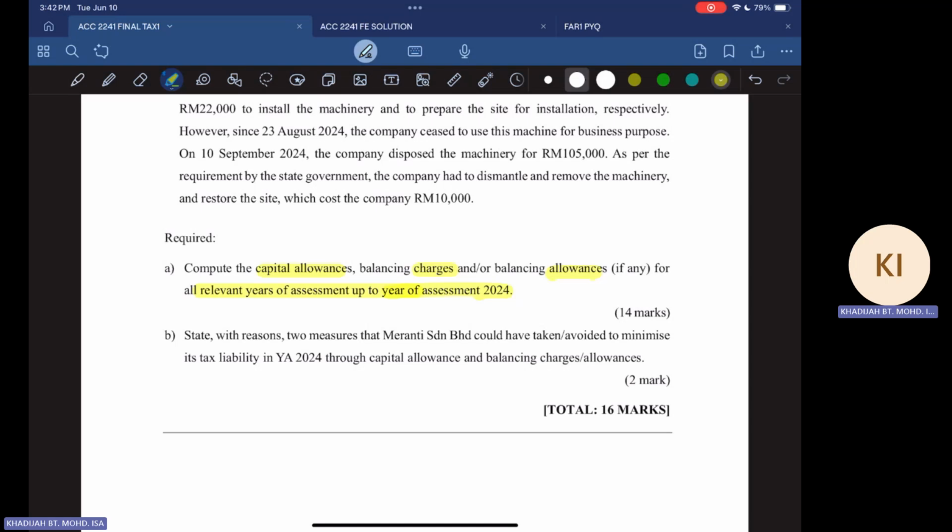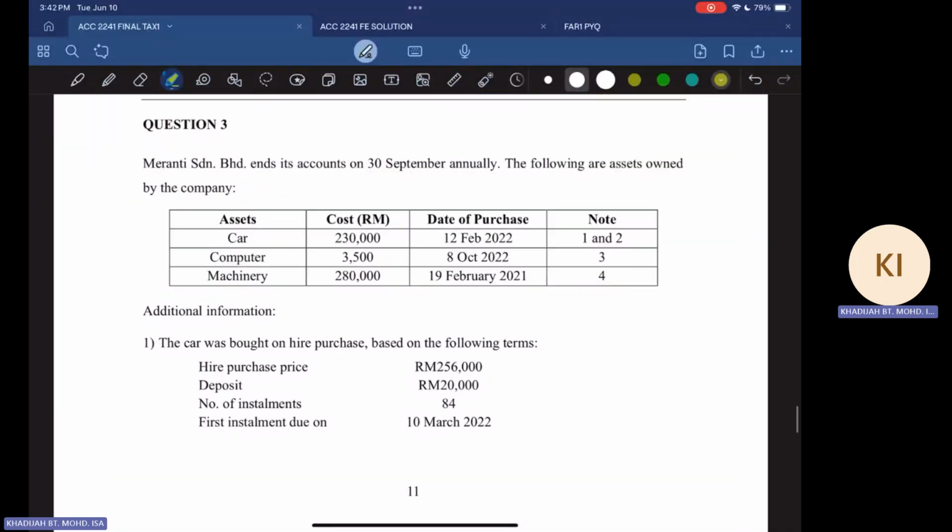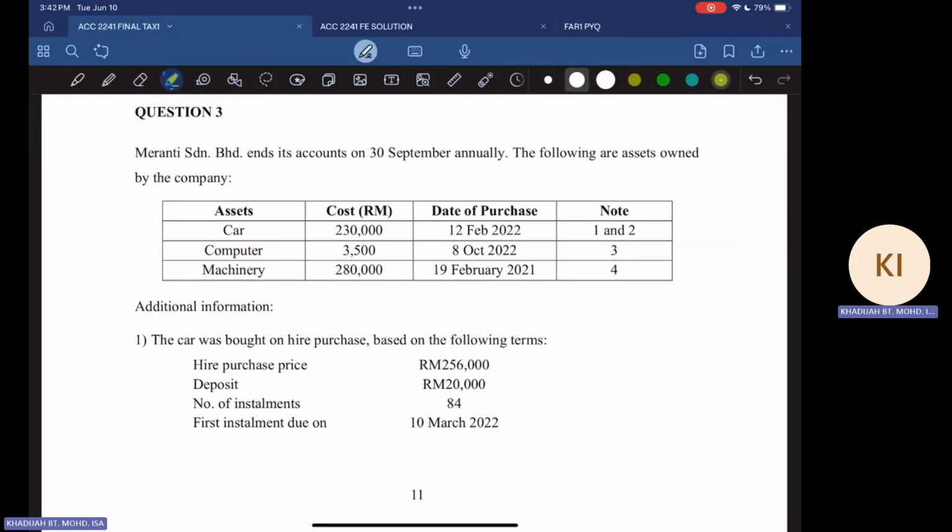Part 2 will require you to state, with reasons, measures that can be taken to minimize the tax liability through capital allowance. Based on your working or your answer from part A, it will help you to answer part B. So let's look into the question here. Question number 3, we have Meranti Sdn Bhd, which closes its accounts on 30th September annually.